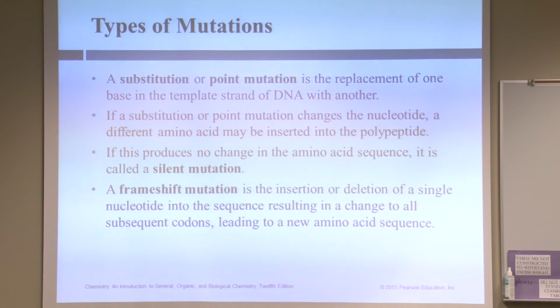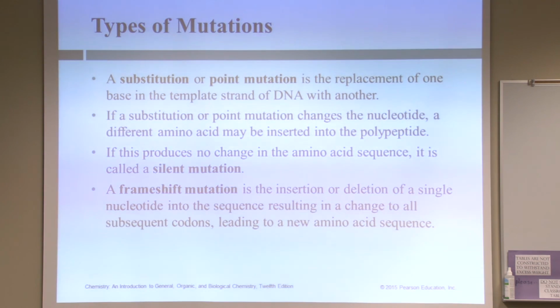Now we're looking at the types of mutations. The first, we can call a substitution or a point mutation. In this mutation, there is a replacement of one of the bases in the template of a DNA with another base. Again, we said that the nucleotide has a base, a sugar, and a phosphate, so the base is replaced in the DNA template strand by another base.